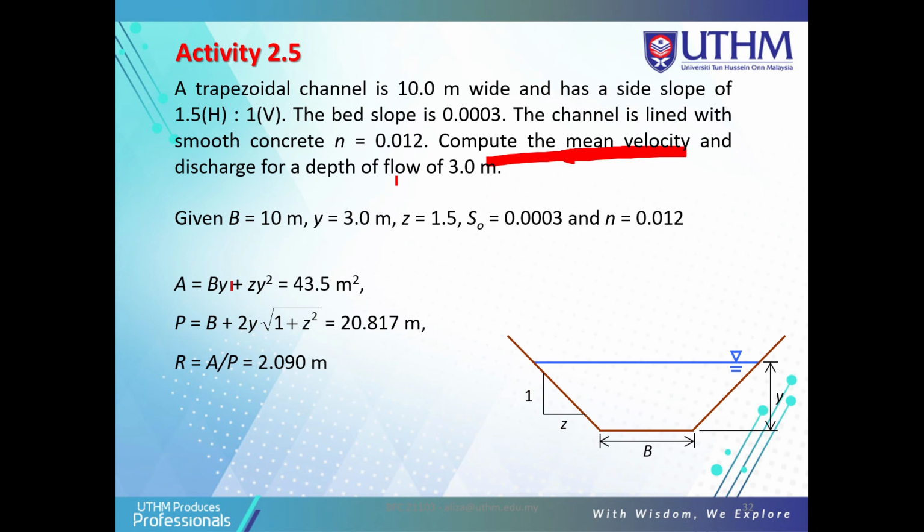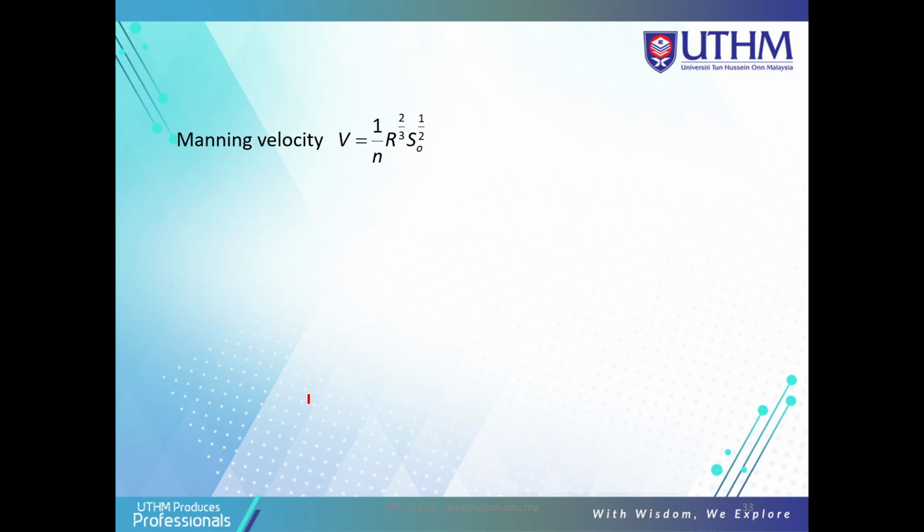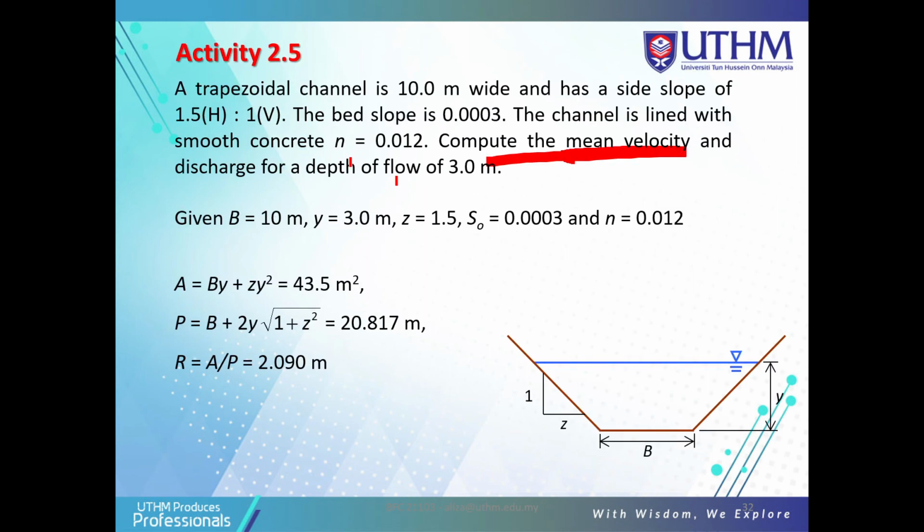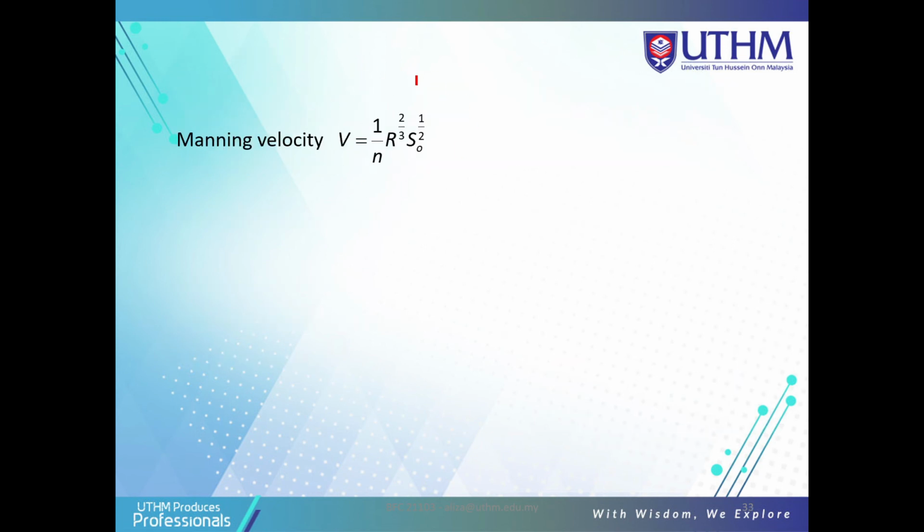So you just use the equation here to get the area, the perimeter, and the R. Then you use the velocity using Manning, because N is given, not Chezy. If N is given, you must use the Manning equation to get the velocity and also the discharge. So use the Manning velocity.